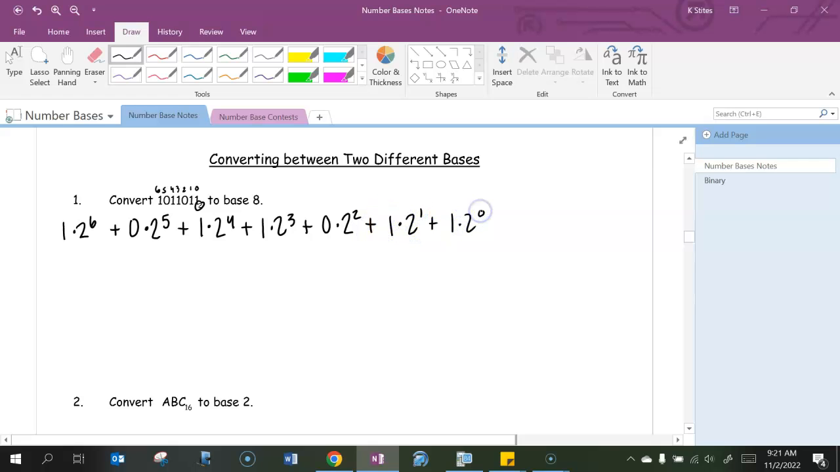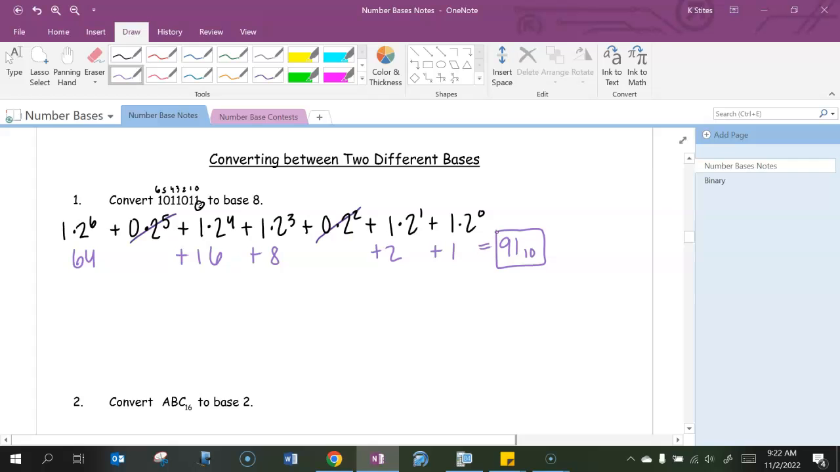Okay, I think that looks right. And then these are gone. And this becomes a 64 plus a 16 plus an 8 plus a 2 plus a 1. And that should be a 91 base 10.